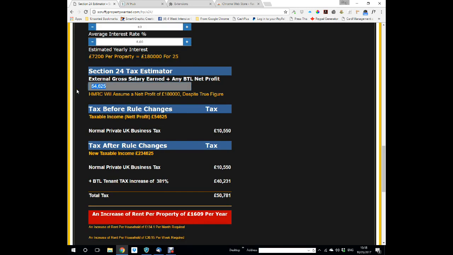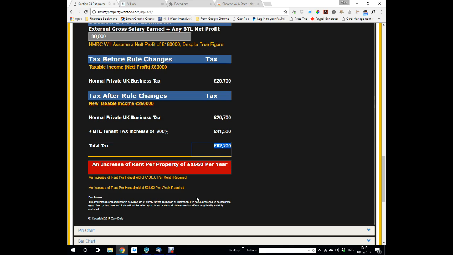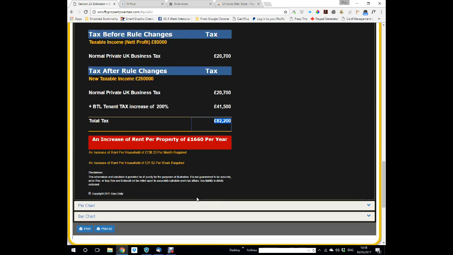Let's change the gross salary earned outside to say £80,000. Okay, that now changes. Before the tax rules, your tax bill would have been £20,700, and after the tax rules change, by the year 2020 when it's fully implemented, you will have a buy-to-let tax increase of 200%. Okay, bringing your total tax bill to £62,200. So that's a big difference. So that's £41,500 additional tax, and all you've done is put people in houses and rented them out to them.